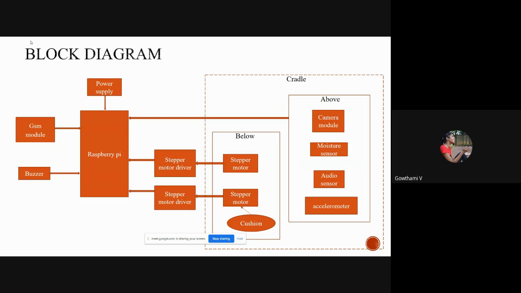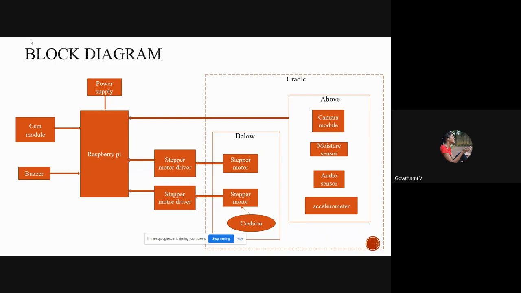So have a look at the block diagram of our system. As you all can see, all sensors and actuators are connected to the Raspberry Pi 3B Plus board. Camera module is placed on the cradle to record baby's movement. The moisture sensor is placed in the bed. Audio sensor is placed on the cradle. Accelerometer is placed on baby's cloth to track its orientation.